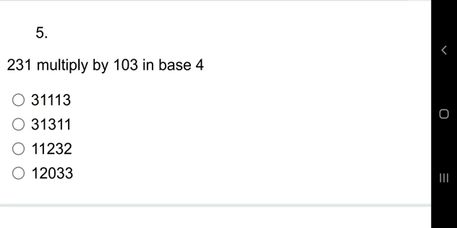Then for question number 5, we have 231 multiplied by 103 in base 4. That is, both numbers are in base 4. So multiply them. The same way we multiply base 10, the same way we're going to multiply this. That means we have 231 multiplied by 103. Let me write it here because of space.